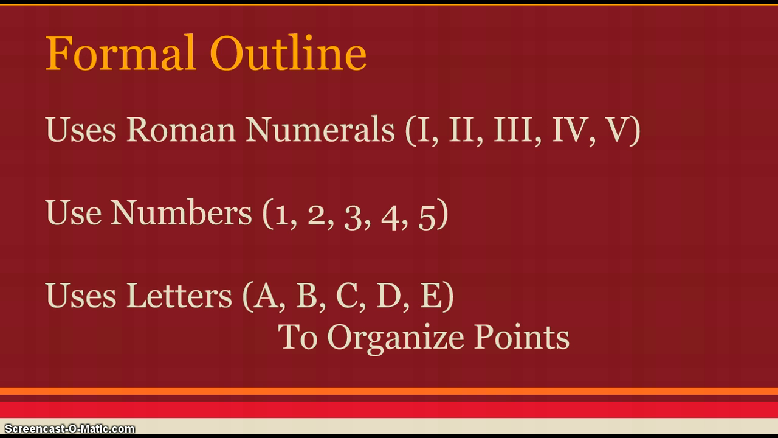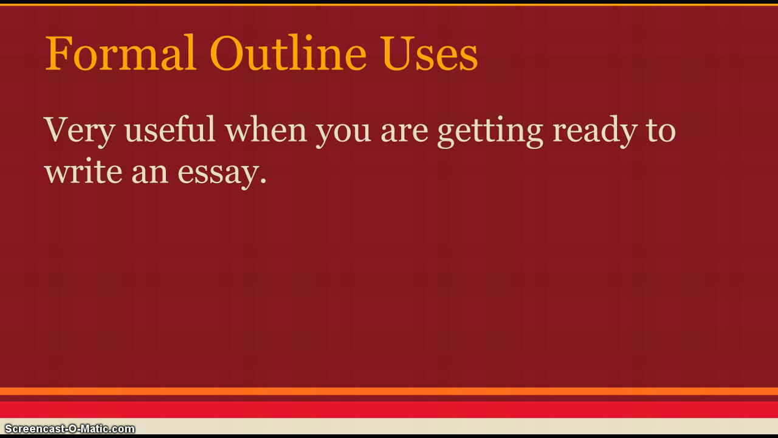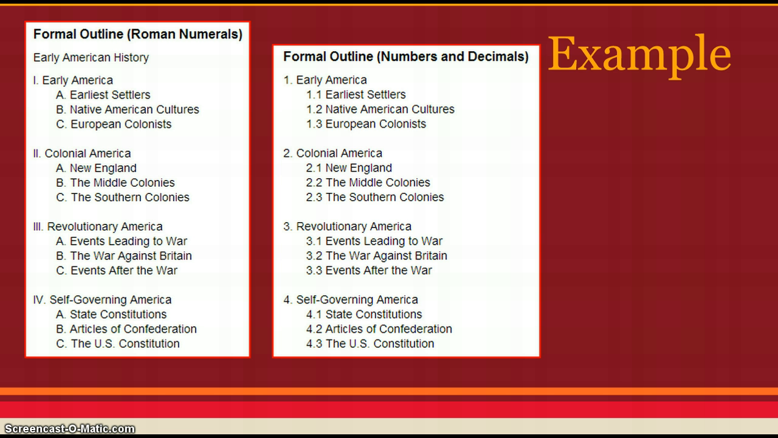The formal outline uses Roman numerals, numbers, letters, and these are used to organize the points. The formal outline is very useful when you're getting ready to write your essays. So here are two examples of formal outlines. On the left-hand side, you'll notice that it uses Roman numerals. And each Roman numeral is for a specific category.